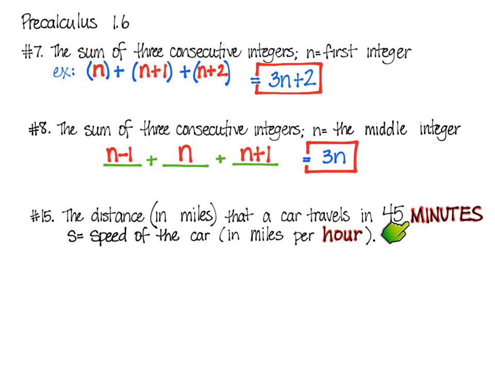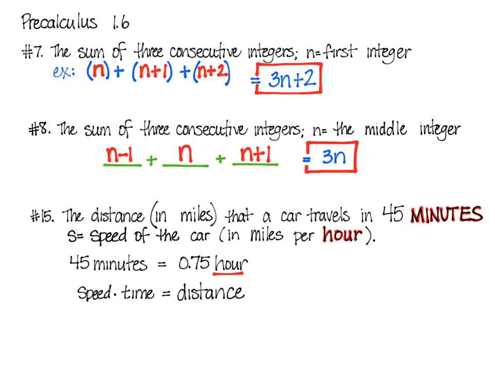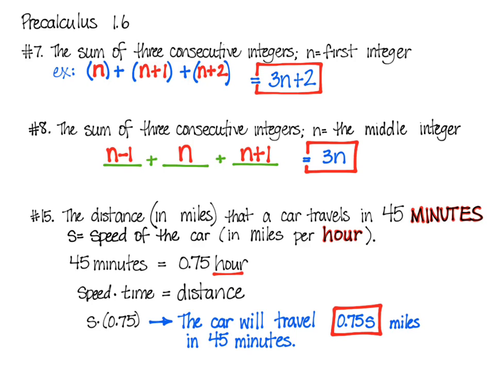So I'm going to change the minutes to hours, because 45 minutes is 3/4 of an hour, or 0.75 of an hour. And we know that speed times time equals our distance, and so we would do s, which is our speed, times our time, which is now in hours, 0.75, and that's going to give us our distance. So the final answer here is the car will travel 0.75 s miles in 45 minutes.